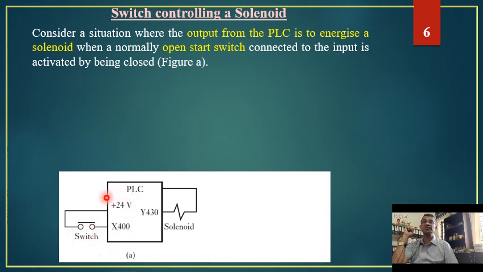Then there is a power supply as well, which is a 24 volt power supply. Then the solenoid is connected to the output. The address is Y. Y clearly stands for output, 430. 430 is the address. So Y430 means that a solenoid is connected to the output. X400 means that a switch is connected to the input. So two components, one switch and one solenoid, are connected in the circuit.